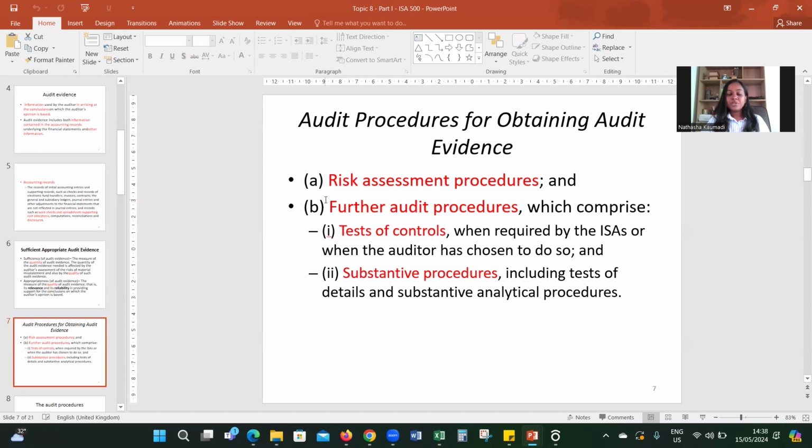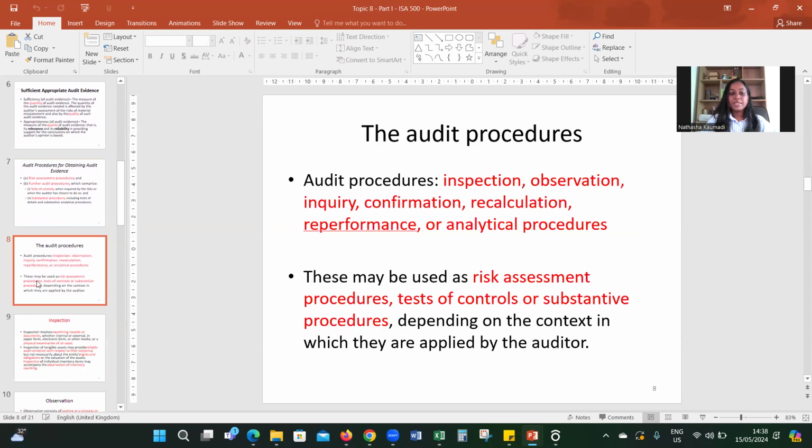I told you, first of all, we are doing risk assessment procedures. We are assessing the risk of the client. And then we are doing further audit procedures. In addition to the risk assessment procedures, after assessing the risk, you are doing further audit procedures. Coming under further audit procedures, there are two types. What are those two types? Test of controls and substantive procedures. Right. So these things we discussed.